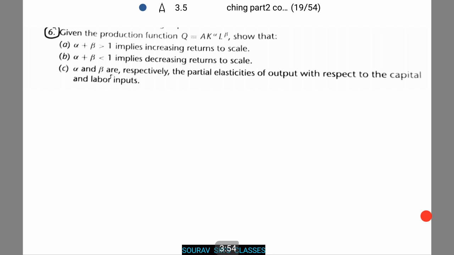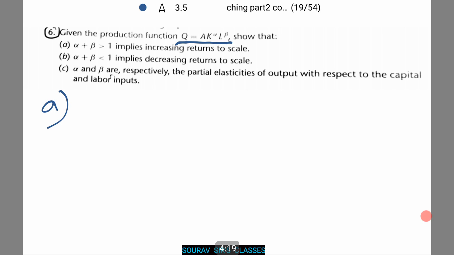Now we are going to do a very different but a very important question. We are given a production function Q equals A K to the power alpha L to the power beta. The first question is given as: alpha plus beta greater than 1 implies increasing returns to scale. We need to show and prove that. Let's see how to do this.